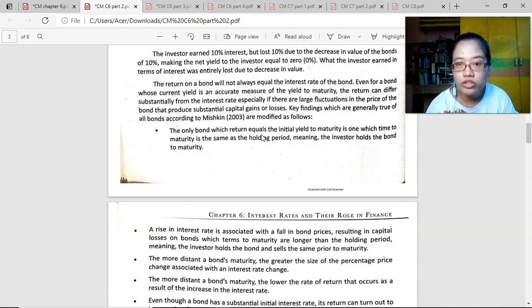The only bond which return equals the initial yield to maturity is one which time to maturity is the same as the holding period, meaning the investor holds the bond to maturity. Okay, kumbaga hindi niya benenta sa financial market from before maturity. Okay, inintay niya talaga na mag-mature yung security and yung mismong issuer ang magbabayad ng principal and the interest.